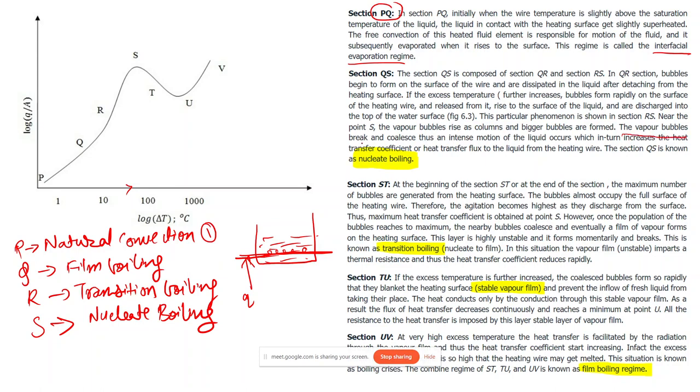The vapor bubbles break and coalesce, thus an intense motion of liquid occurs, which in turn increases the heat transfer coefficient or heat transfer rate or heat transfer flux from the heating wire. So this section QS is known as nucleate boiling. In this boiling curve, this entire section is nucleate boiling, and prior to this the entire section is natural convection.